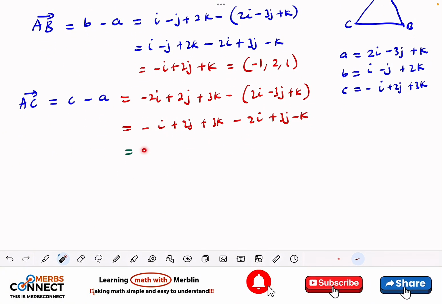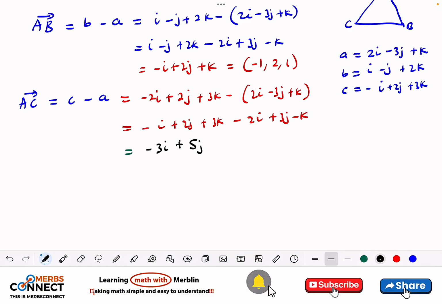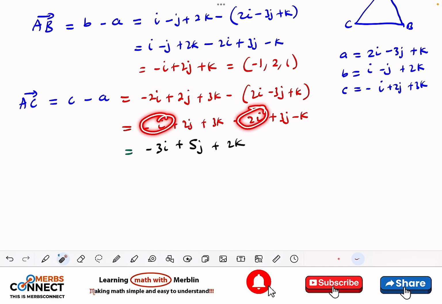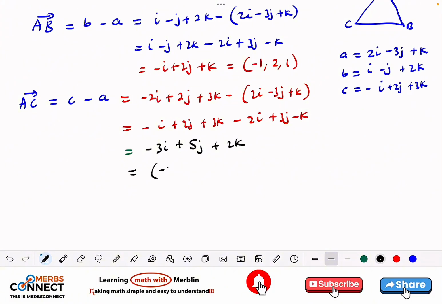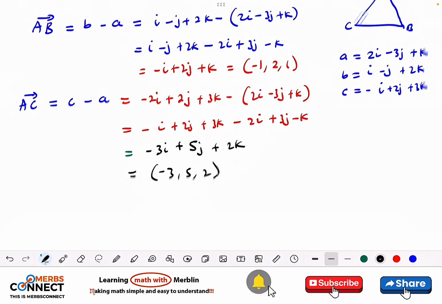So let's now do it. This is going to give us negative 3I plus 5J plus 2K. We are just adding this to this, and then J to J, and then K to K. So this is going to basically give us minus 3, 5, and 2. Good.